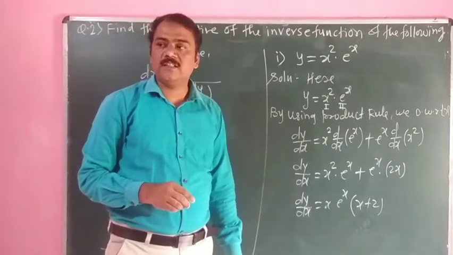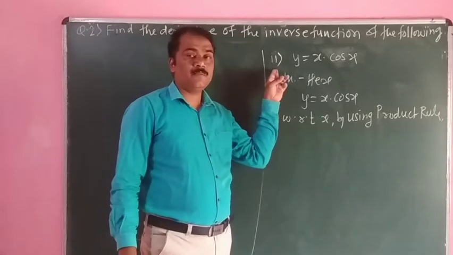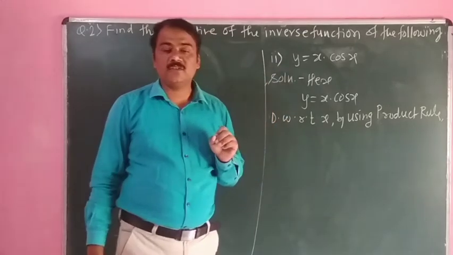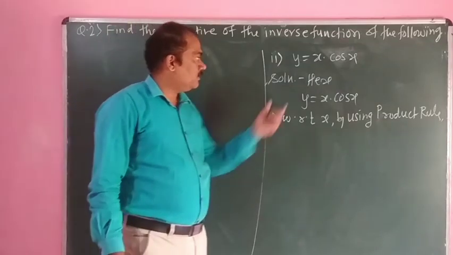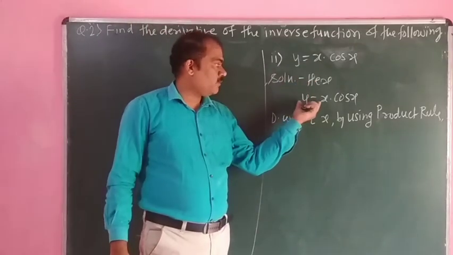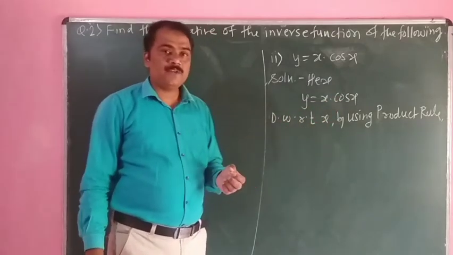Now we have to discuss the next example, example number 2, that is y is equal to x into cos x. We have to find the derivative of the inverse function with the help of this function. What is that? Y is equal to x into cos of x. We have to differentiate with respect to x by using the product rule.